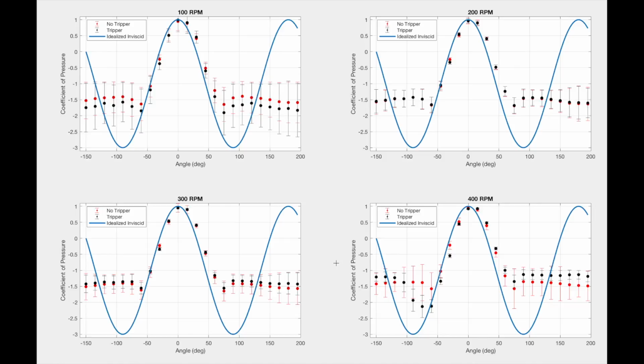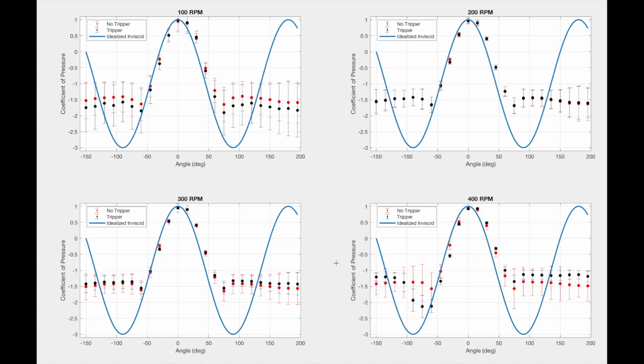During data collection, we plotted coefficient of pressure versus angle to ensure that our data is accurate and there are no outliers present. As you can see, for most of the data collected, plots clearly show that with the tripper, the coefficient of pressure is lower than without the tripper. On the plot, black dots represent the presence of the tripper, red dots represent no tripper present. The blue line is a theoretical curve for an idealized inviscid flow.